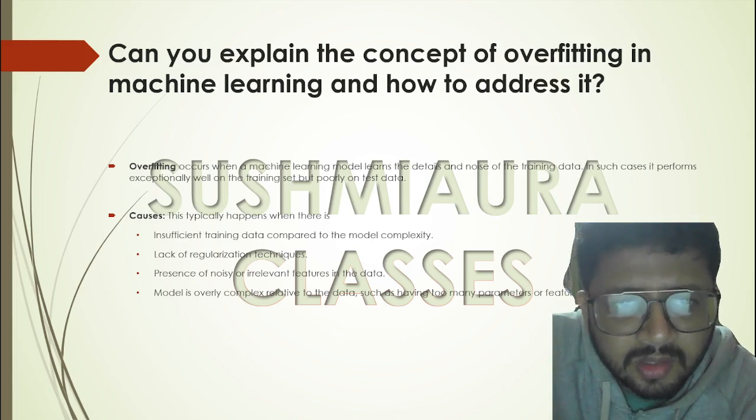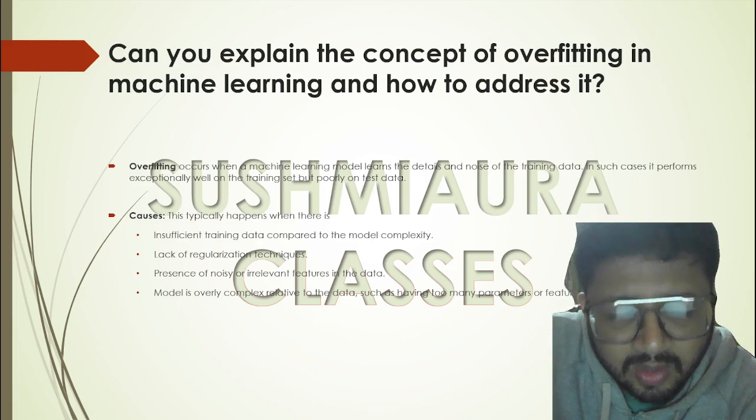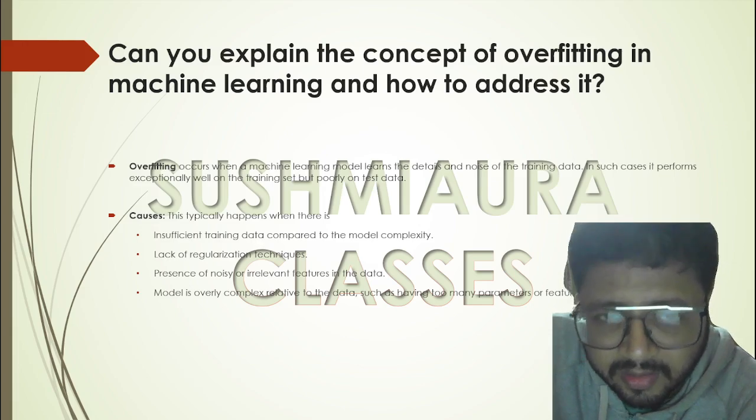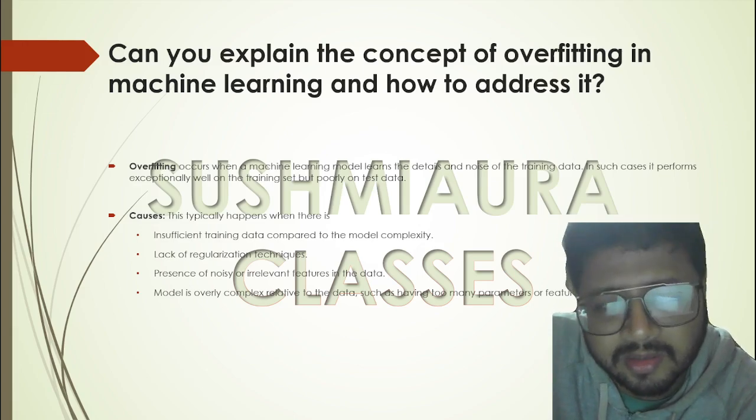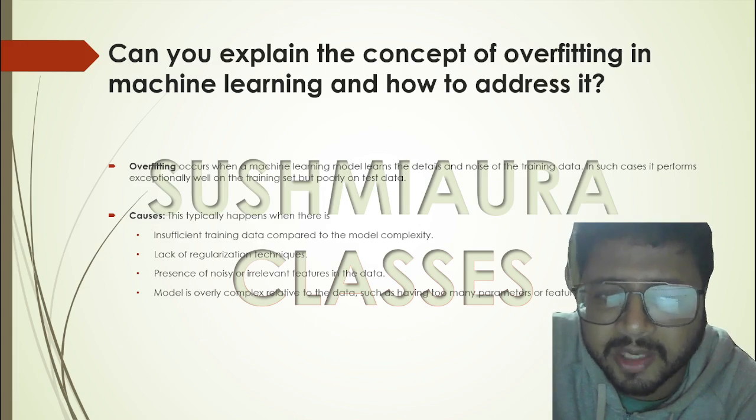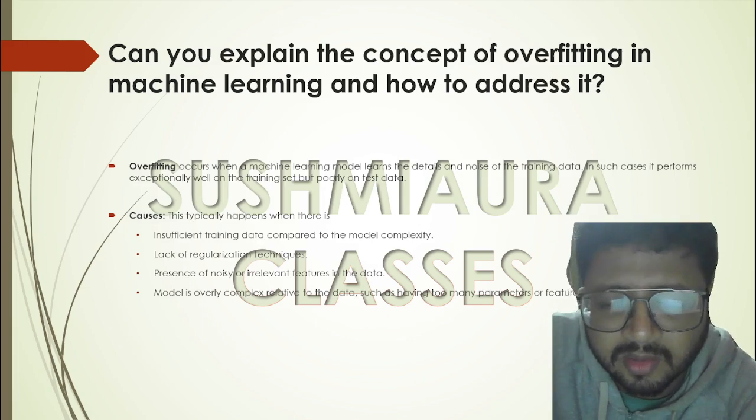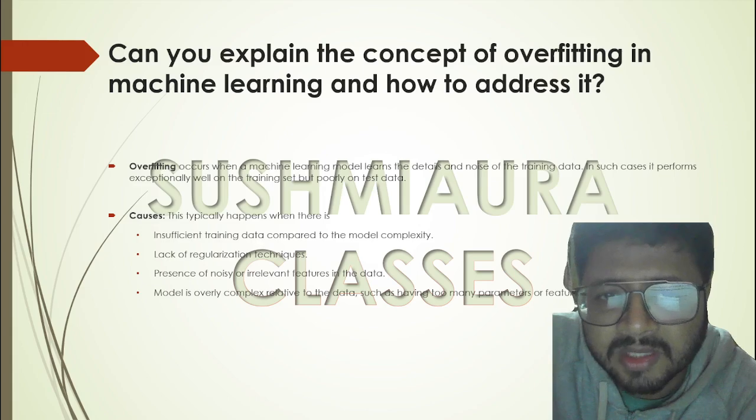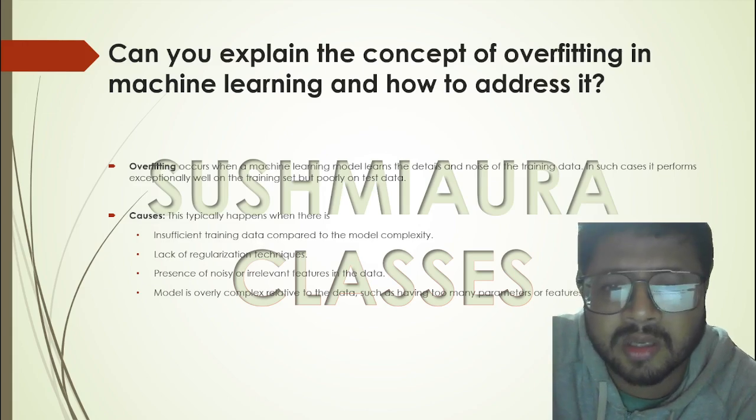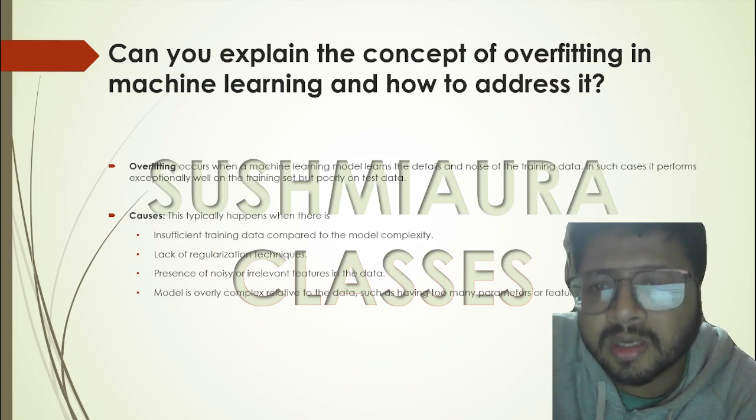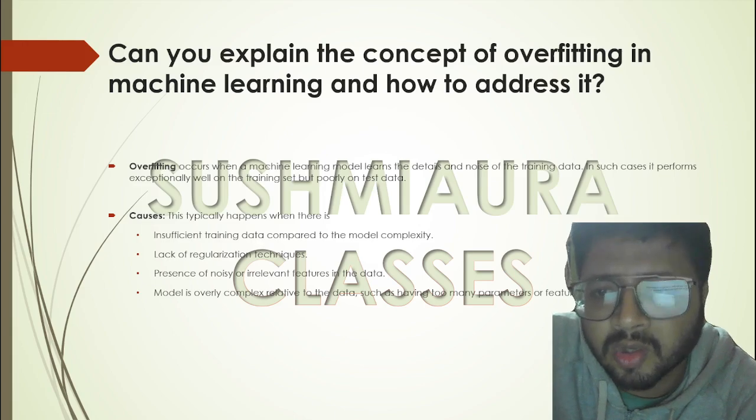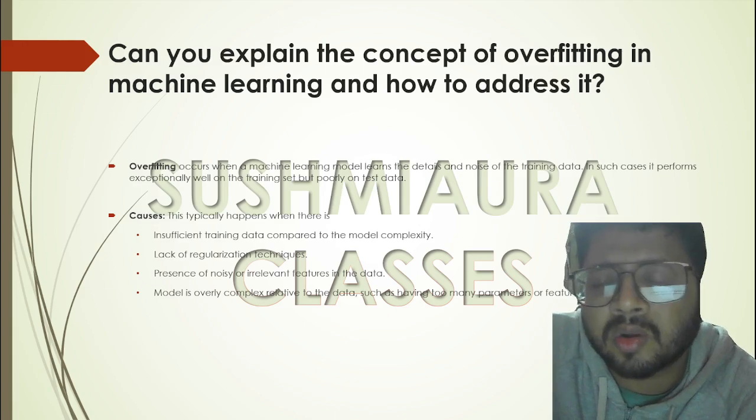In order to answer, we should first state what overfitting is. Next, we should explain the causes, and third, we can explain the remediation. So let's start with the first part. Overfitting can be explained as a machine learning scenario in which the model learns the details of the noise along with the features in the training data.